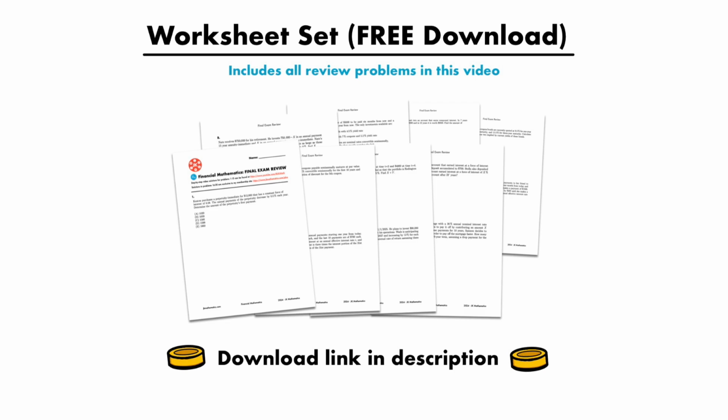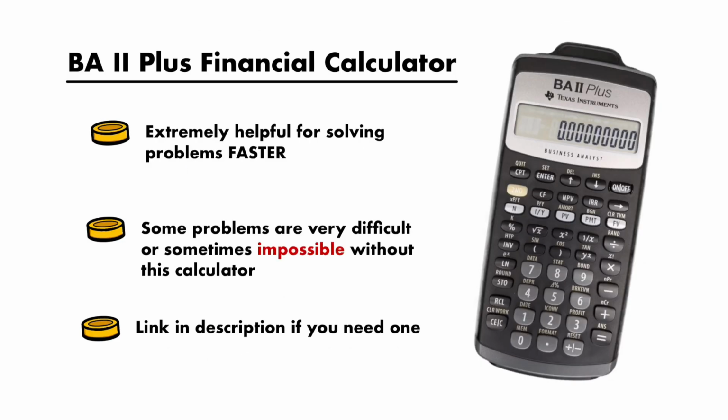And the second thing is that for these example problems in my solutions, I'm going to be exclusively using the BA2 Plus financial calculator. If you don't have one of those calculators, you probably should get one. They are extremely helpful for solving a lot of these FM problems. If you don't have a financial calculator, there are certain scenarios or certain problems that are pretty difficult and possibly even impossible to do otherwise. So you want to have that calculator available.